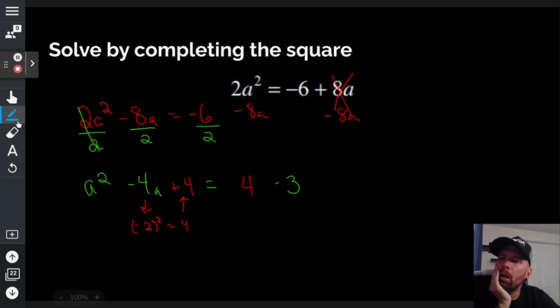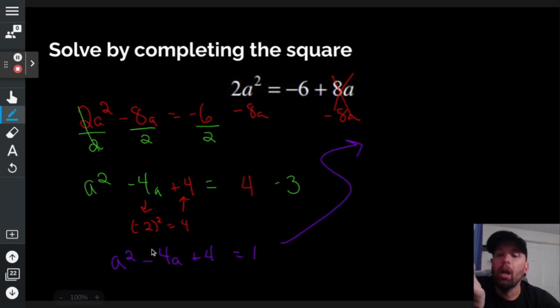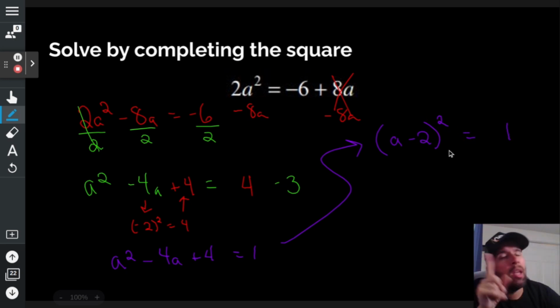Okay? And so that leaves me with a squared minus 4a plus 4 equals 1. Every single time that you do this, this will happen. You will get a perfect square on the left. So I can factor this using sometimes, but when I do, it will always be a perfect square. So two numbers that add up to negative 4 and multiply out to positive 4 are negative 2 and negative 2. So a minus 2 squared equals 1. Again, if I don't have a perfect square, I did it wrong.